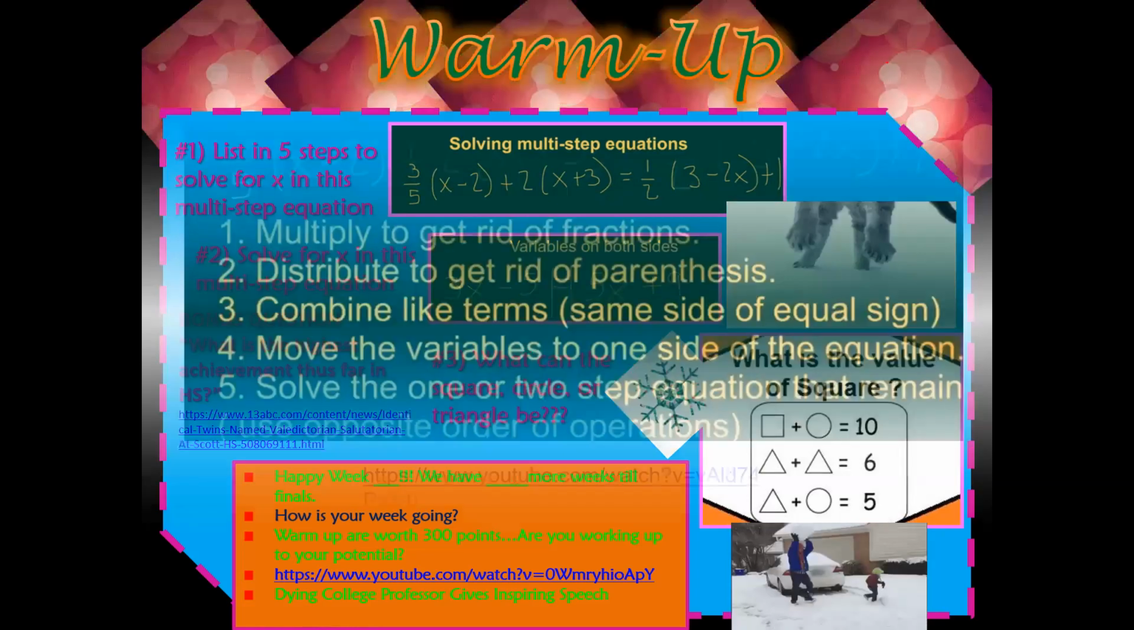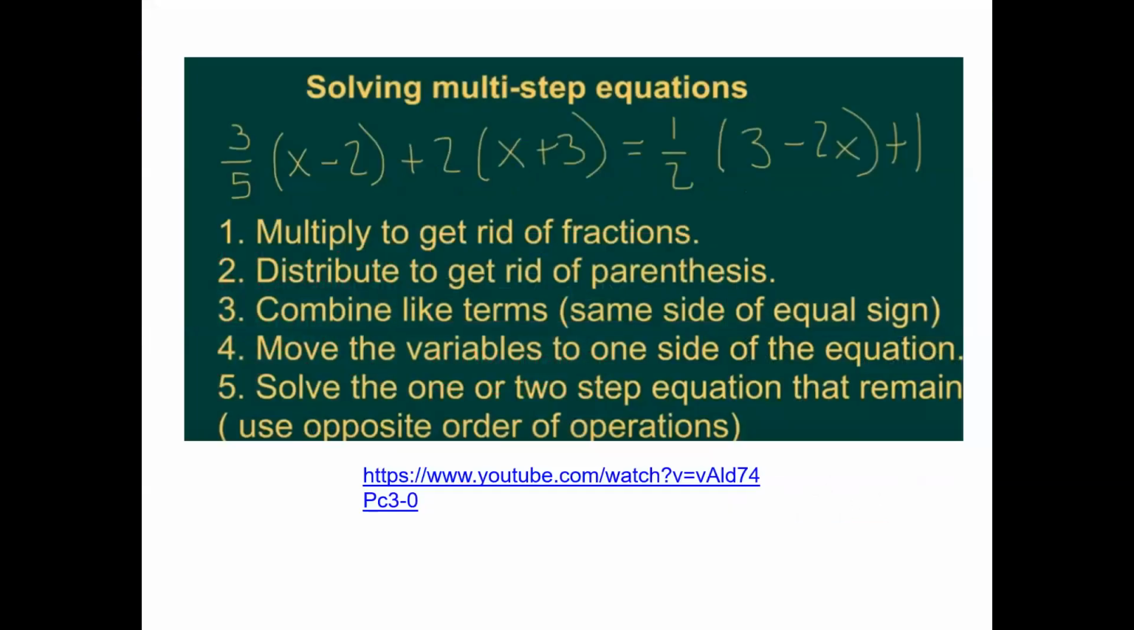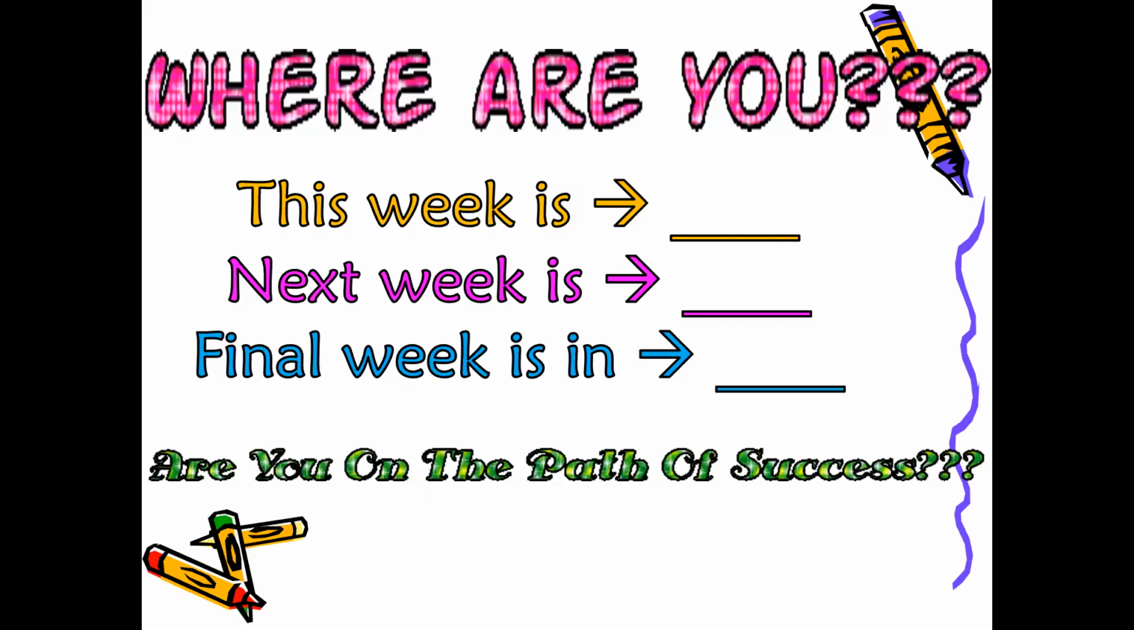All right, let's take a look at this. Here are the 5 steps to solve the first question. First, multiply to get rid of the fraction, distribute to get rid of the parentheses, combine your like terms, and then move the variable to one side of the equation. In this situation, your variable is x. Move the variable over to the left, then solve with the coefficient to get x by itself, and then you should have your answer. Pause the video and make sure you show the work on your warm-up log.